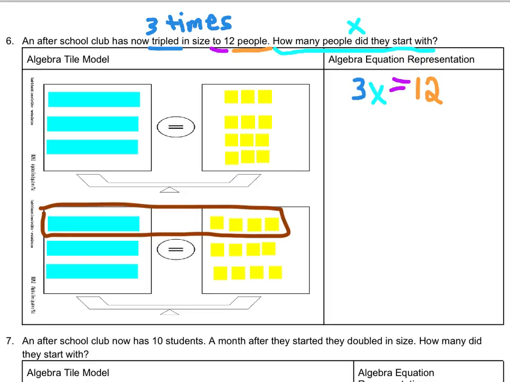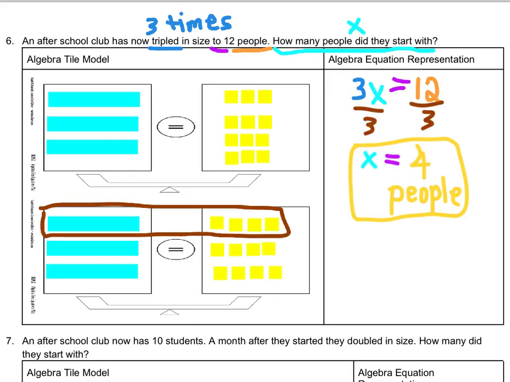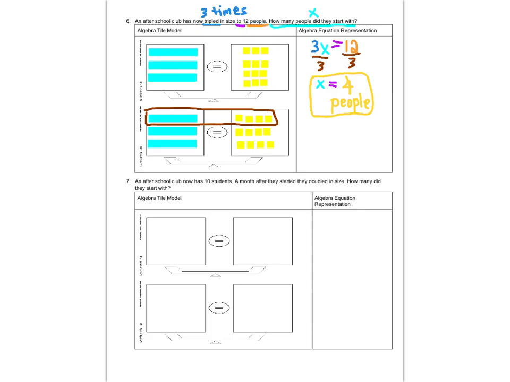Algebraically, that's just the idea of dividing 12 by 3, which is how we get x equals 4, and we see how many people, so 4 people is our answer. Again, when you have x's and you get them separated into equal numbers in each group, how many is in one group is your answer. Now let's take a look at number 7.